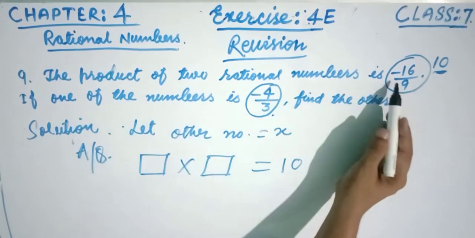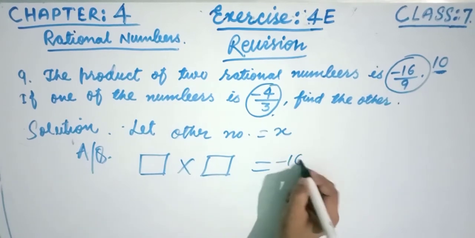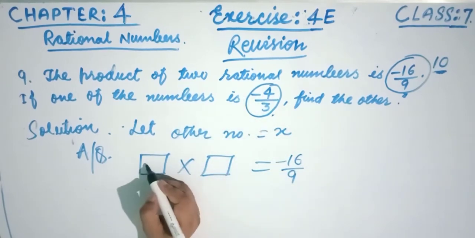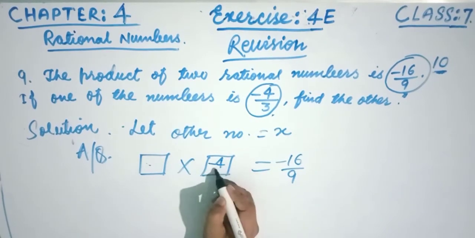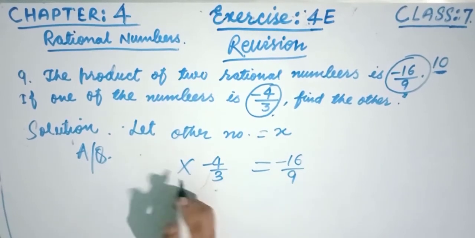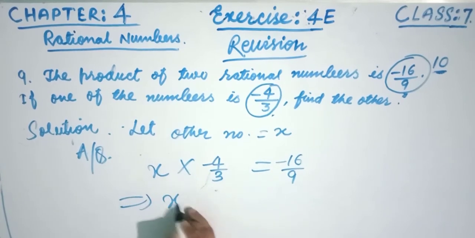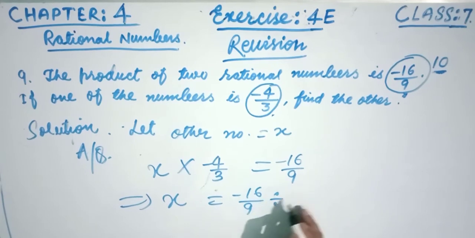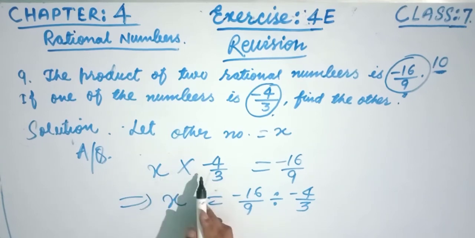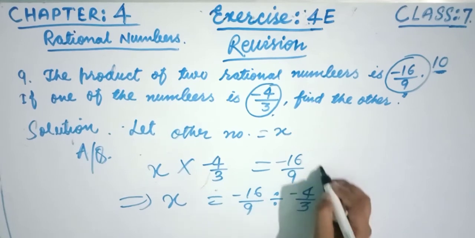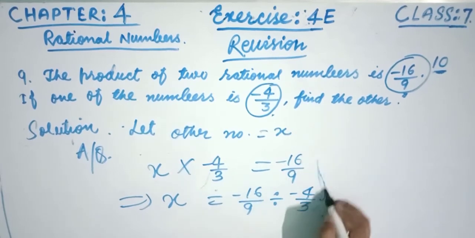So the product is minus 16 by 9, and one of the numbers is minus 4 by 3. Minus 4 by 3 is given, and now the required number is x. So we will find this x. This x is equal to minus 16 divided by 9, and the whole divided by minus 4 by 3, friends. Because x is multiplied by minus 4 by 3, if it is taken to the right hand side, it goes to the denominator position. Okay, now see friends, you can solve this.